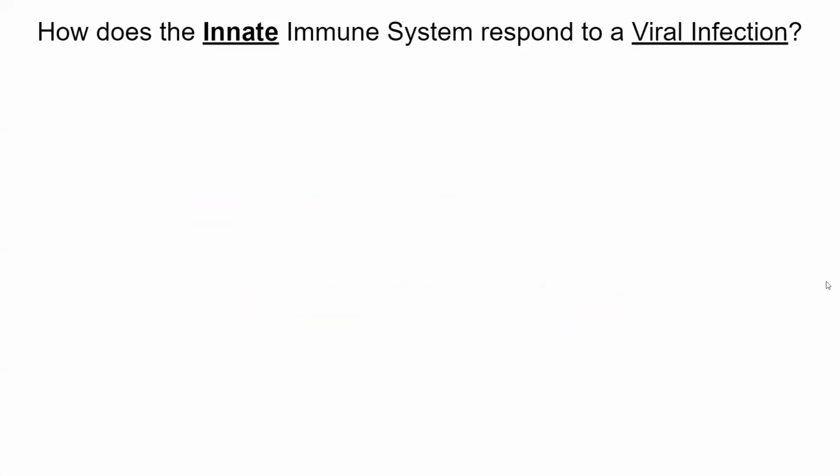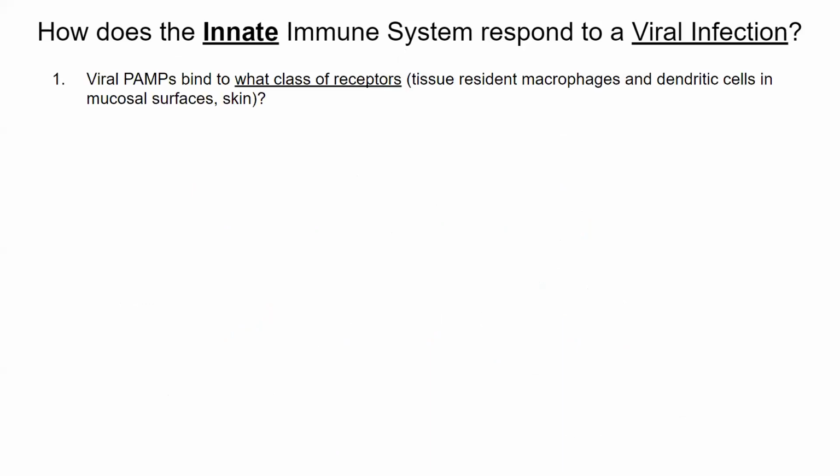Okay, questions. So first, we're going to talk about how the innate immune system will respond to a viral infection. This is going to be a review from last week, probably, okay? So what innate immune system receptors do viral PAMPs bind to? What's the name of that receptor class? Anybody know? TLRs, good, toll-like receptors, very good.